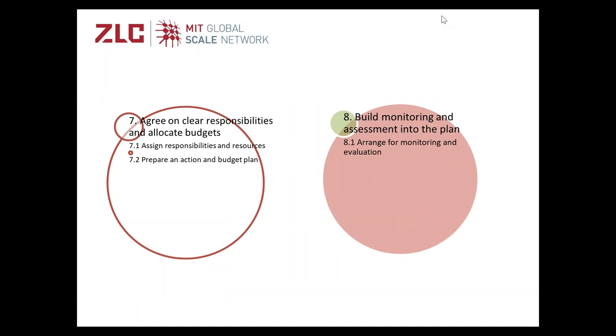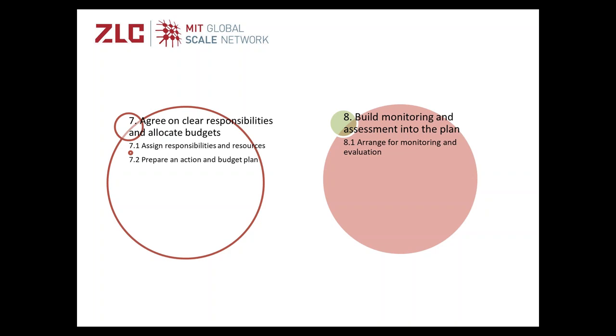Okay. Then we will go to step number seven. We need to agree on clear responsibilities and allocate the different budgets, and we need to evaluate and assess the different risks after the definition of the different measures, and continue ensuring transparency for sure.